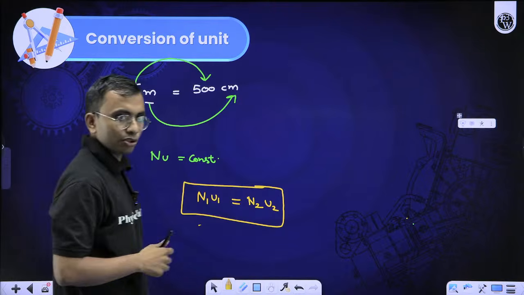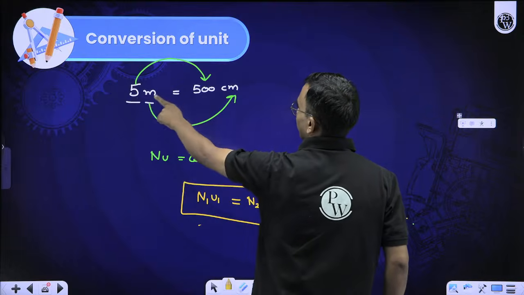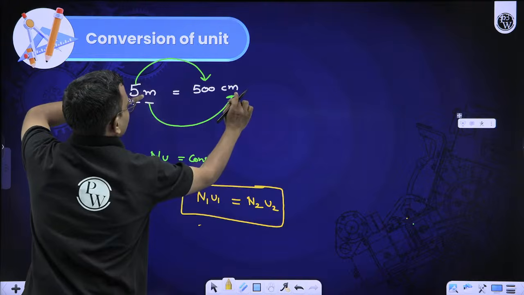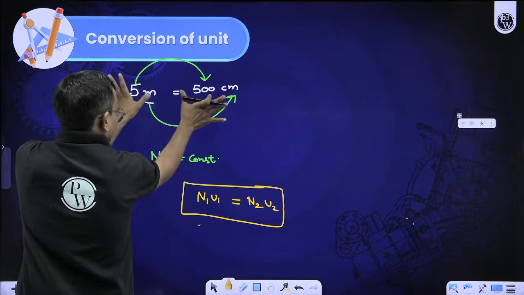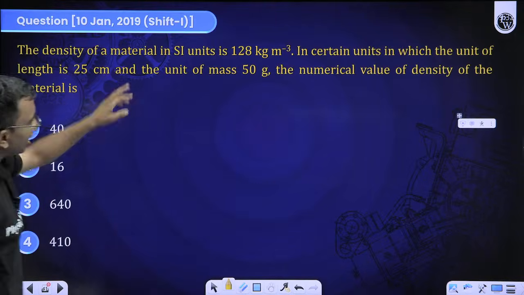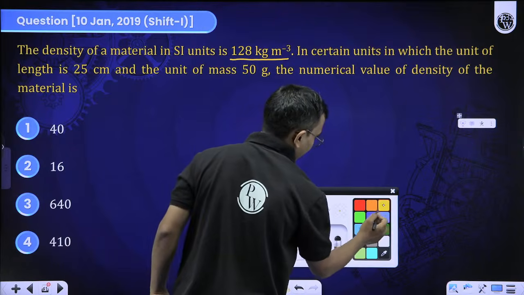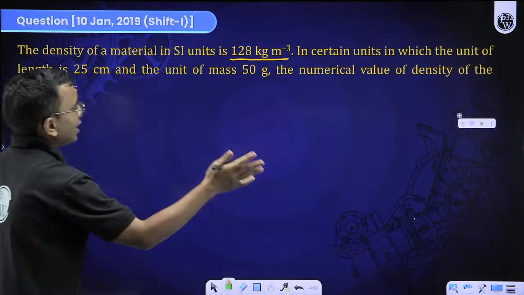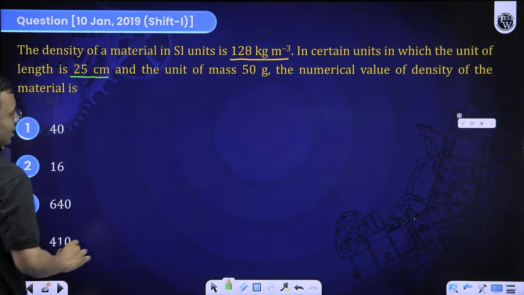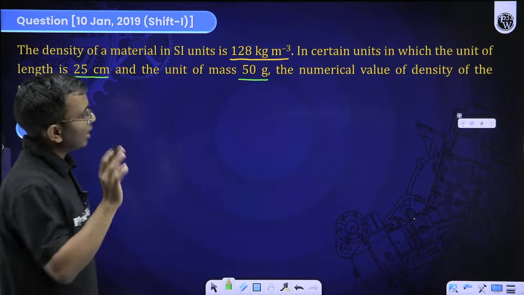I'll show you actually how I'm talking about. So same way here, 5 meter converted to 500 centimeter. Unit is decreasing, numerical value was increasing, the product is the same. Now see the example. A density of a material in SI unit is 128 kg per meter cube. Then in a certain unit in which the unit of length is 25 centimeter, unit of mass is 50 gram, the numerical value will be.